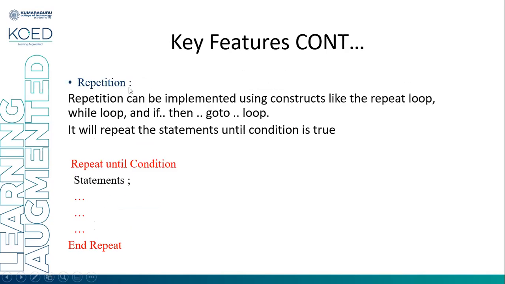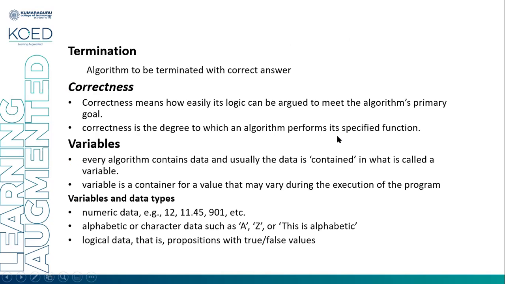Next one is a repetition structure. Repeat the set of statements until the condition is true. So you have to repeat the statements until the condition is true. In repeat, the set of statements will get executed until the condition is true. Repetition can be implemented using a construct like repeat loop, while loop, or if-then go-to loop. It will repeat the statements until the condition is true.